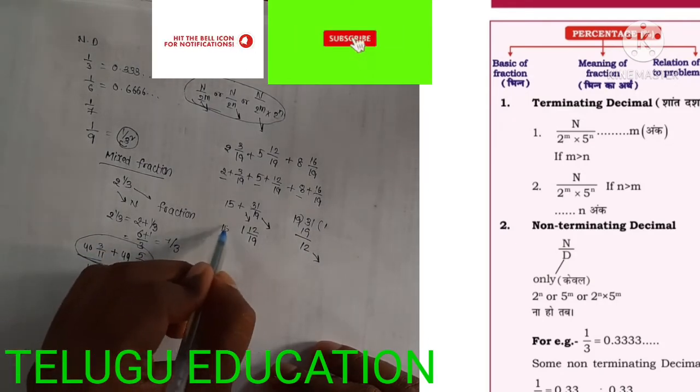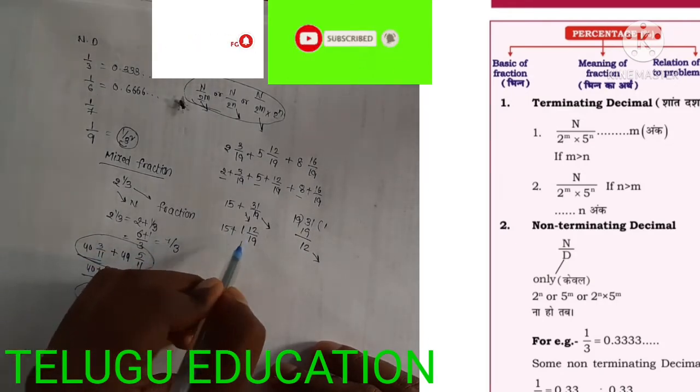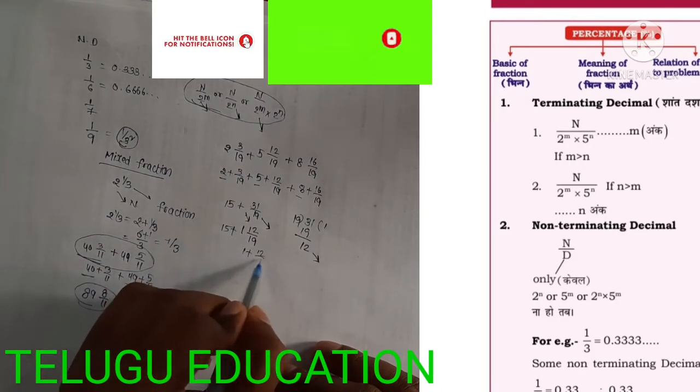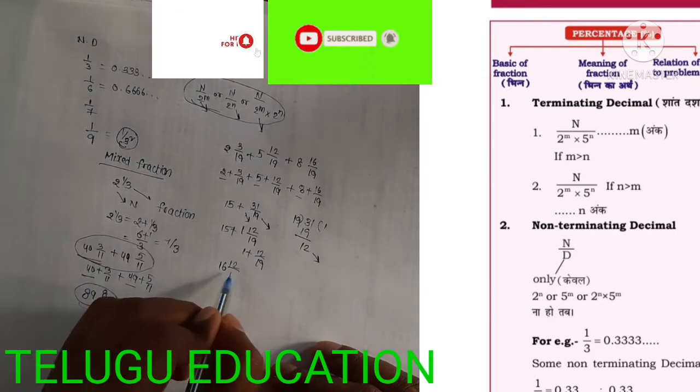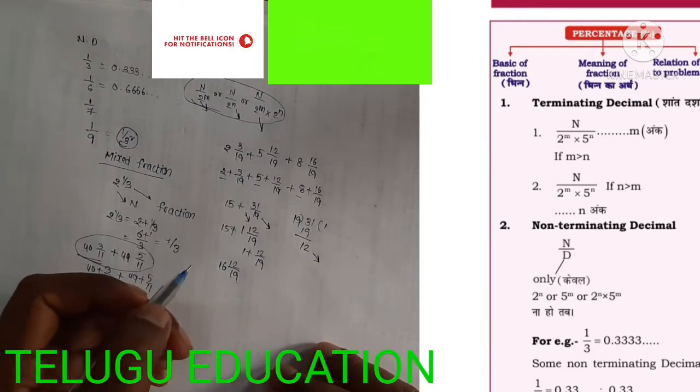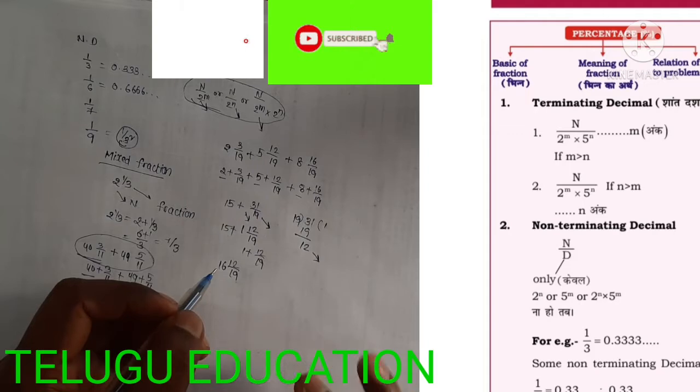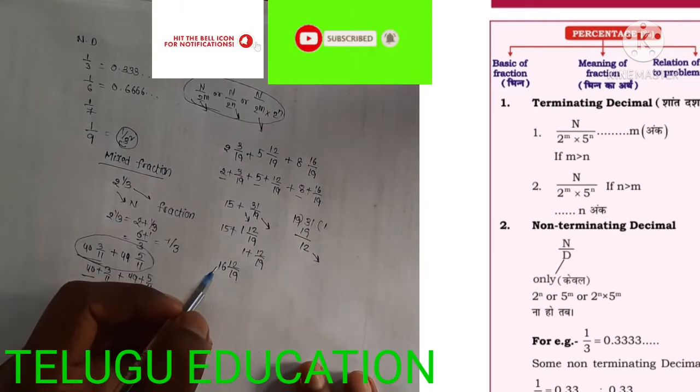Okay, so 15, this can be written as 1 plus 12/19. So 15 plus 1, the result is 16 12/19. Okay, next, how can I subtract a mixed fraction from a number?